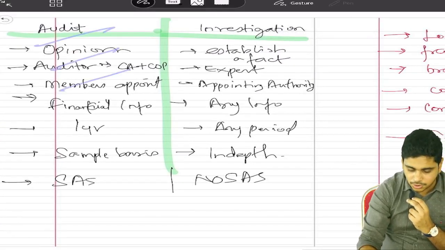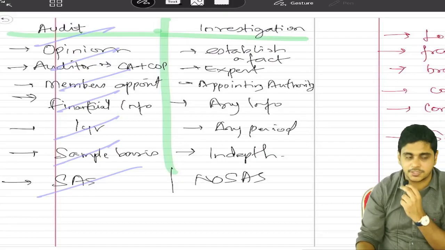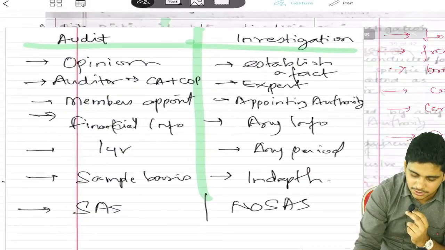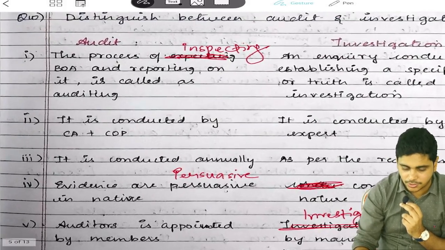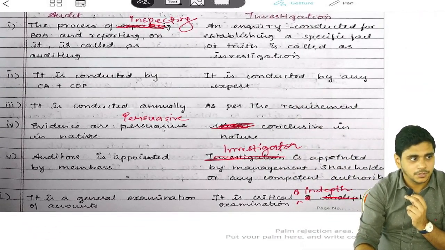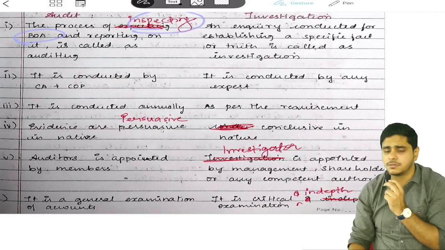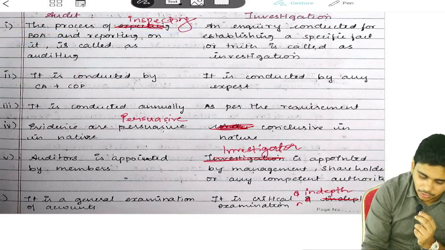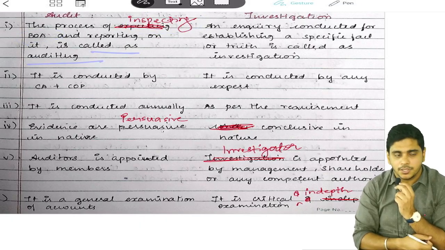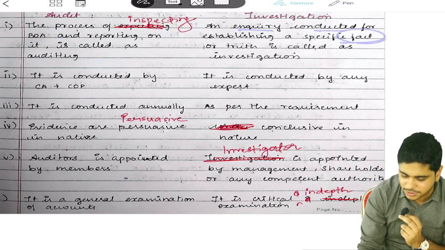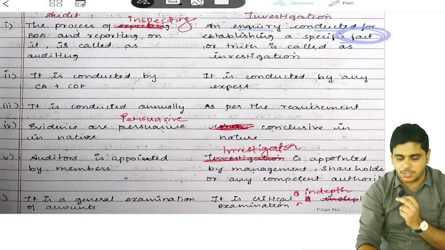1, 2, 3, 4, 5, 6, 7. 7 points are there. 3 mark, 4 mark answer. Auditing versus investigation. Let's read this together. Audit: the process of inspecting books of accounts and reporting on it is called auditing. Investigation: an inquiry conducted for establishing a specific fact or truth.